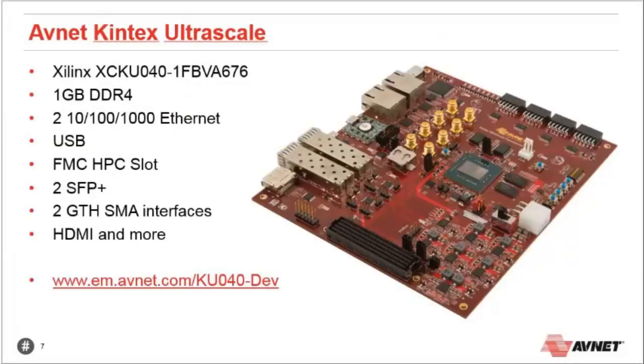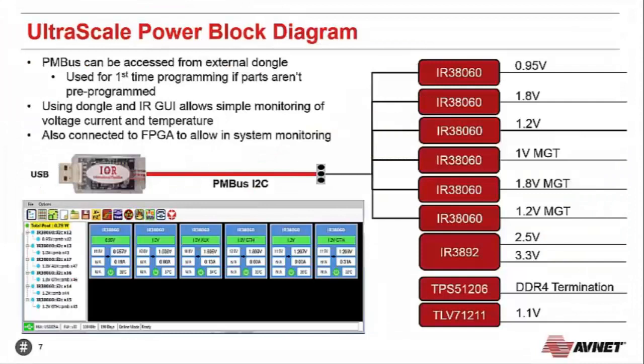So with that, we're going to take a look at a specific example of PMBus implementation, specifically here with our Xilinx UltraScale newly released design platform. On this board, we use the PMBus capable devices to power this system. Again, you can access it from an external dongle, program it once, and then if you don't want to, you never have to use it again. However, some of the things I'm going to show you, you can use the dongle and the GUI to allow monitoring of the voltage, current, and temperature of these different devices. You can also connect to the FPGA to allow in-system monitoring, as we mentioned earlier. So with that, we're going to actually go through the GUI and look at some of these different things so I can show you some more of the features that are available to you in this GUI.